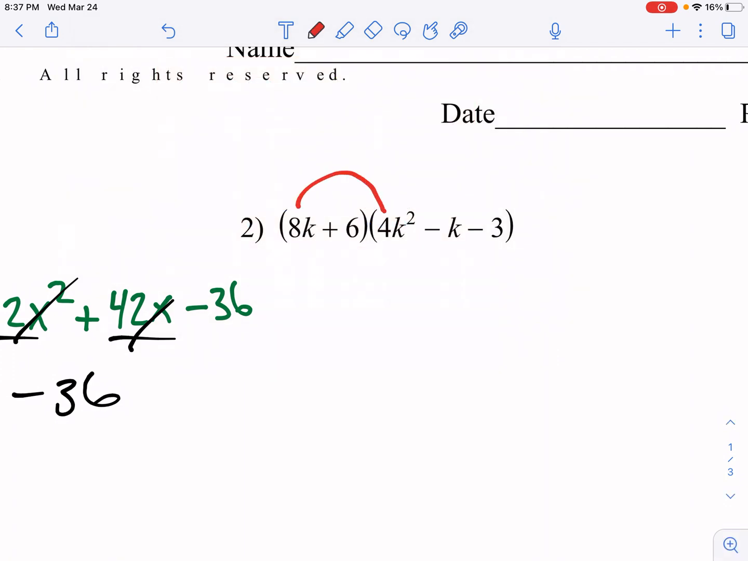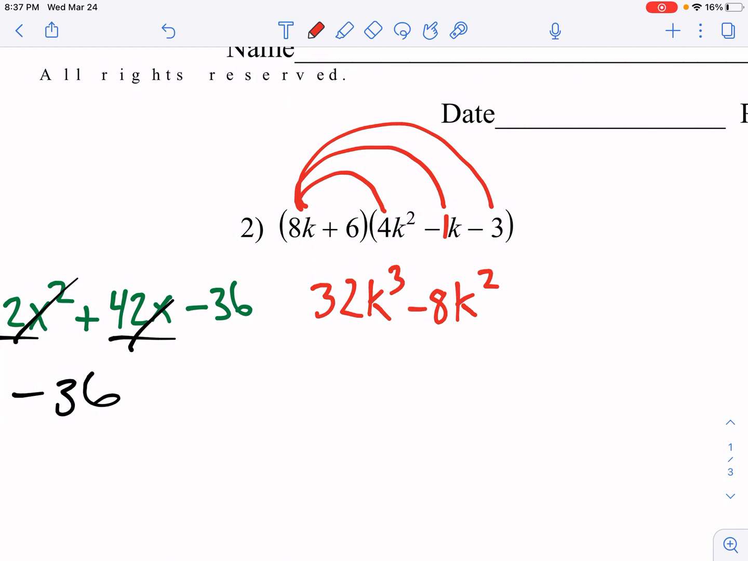But we have 8k times 4k squared. So we have 8 times 4, which is 32. K is our base, and k times k squared is k cubed. And then the next one is 8k times a negative k. We can treat this like it's a 1, so 8 times a negative 1 is a negative 8. K times k is k squared. And then we have 8k times the negative 3.